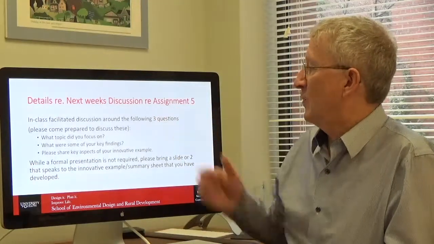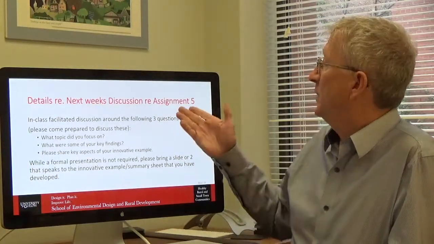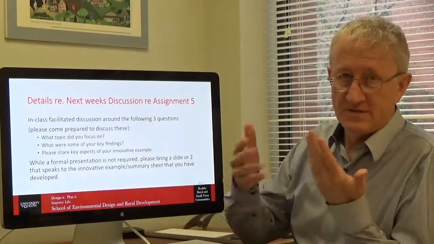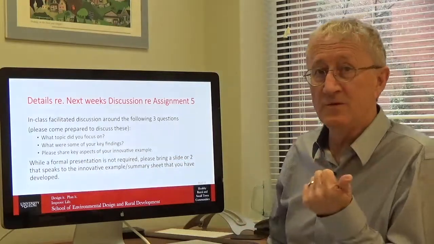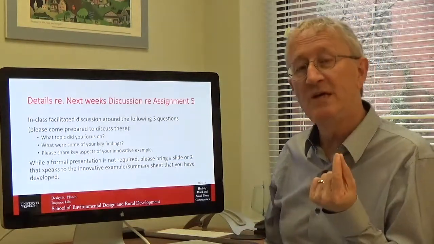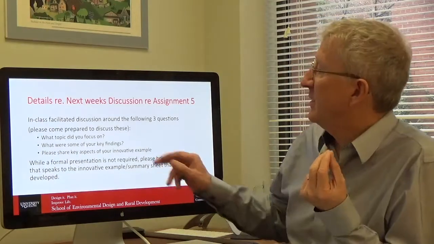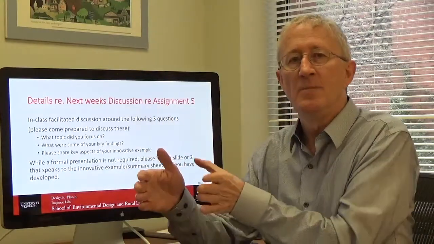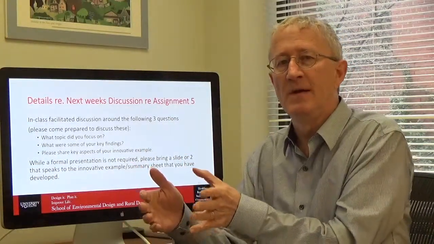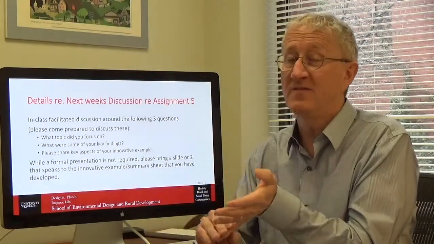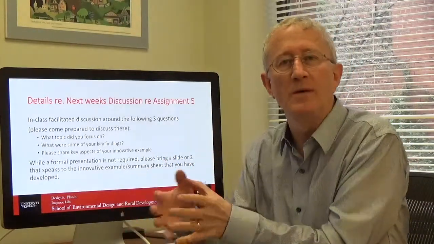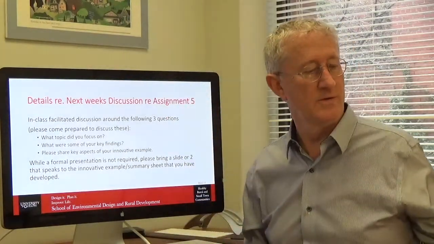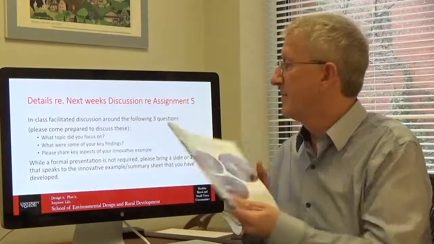I want to give a little bit of discussion really related to next week with assignment 5. It will be an in-class facilitated discussion that I'll facilitate, with 3 key questions. What topic did you focus on? Or what were some of your key findings? Please share key aspects of your innovative example. As part of assignment 5, you're doing essentially a mini paper, but also capturing an innovative example. And by innovative, I mean it might be innovative, might be simply something that's done really well in a community that you've looked at. You prepare a one pager on it, similar to what's included in the toolkit itself.